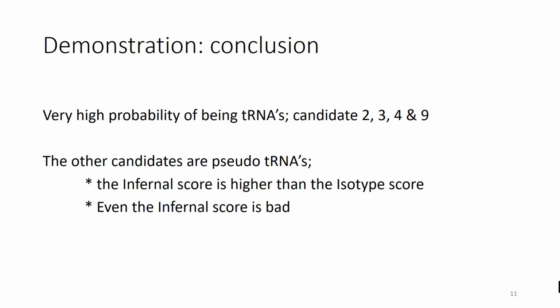So then finally we can give a conclusion to the research question. There is a very high probability of the tRNA candidates 2, 3, 4 and 9 being real tRNAs, and then the other candidates are basically pseudo tRNAs or tRNA-like structures. This was indicated by the infernal score that was higher than the isotype score, and even the infernal score was actually a bad score. So this was my presentation, and thank you for listening.